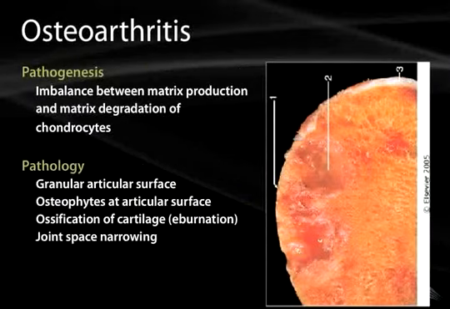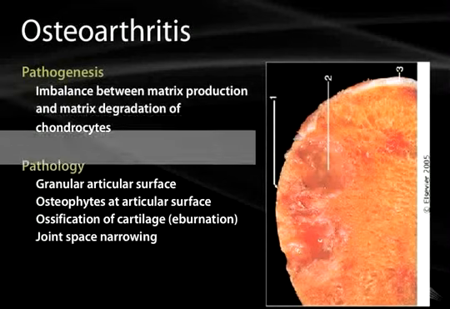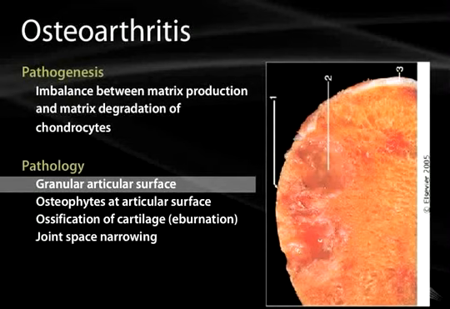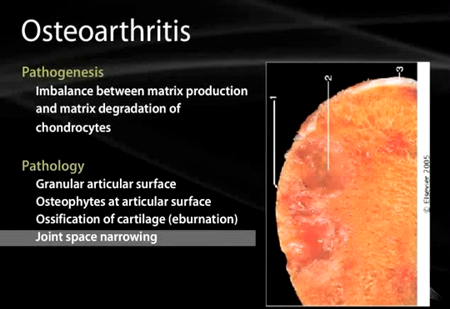This next slide simply shows an example of the articular surface of a joint that is affected in a patient with osteoarthritis. Note, first of all, the eburnation of the articular surface, the subchondral cysts, and then the underlying region of still viable cartilage and bone. The pathogenesis of osteoarthritis is thought to be an imbalance between matrix production and matrix degradation by chondrocytes. What one sees in terms of the pathology is again demonstrated in the picture here. Note again the granular articular surface. If one looks at this microscopically, you will see osteophytes located in this region of eburnation. There is potentially ossification of the cartilage and joint space narrowing.